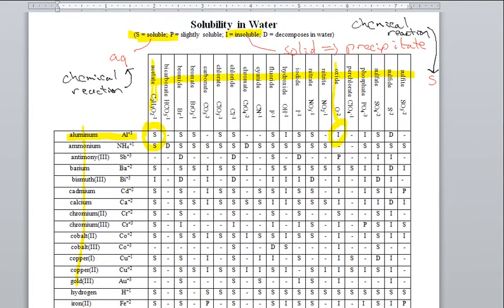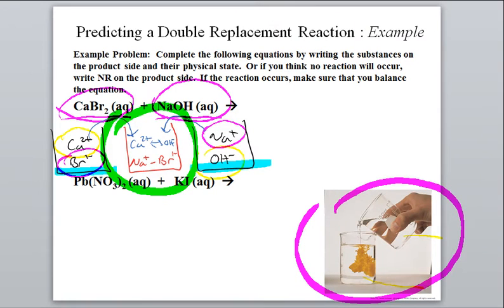S on this chart means soluble. If it's S on this chart, it's AQ on the chemical reaction. I on this chart means it's insoluble, and that means a reaction is occurring. And I on here, if we're going to give a phase label on the chemical reaction, would be S for solid. So let's go back to our lecture notes and look at what ions we need to compare.